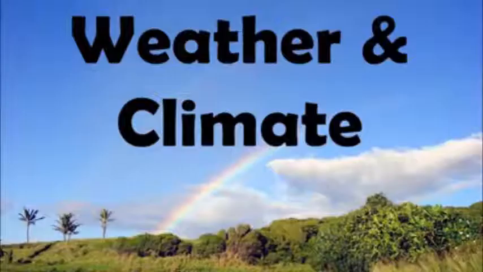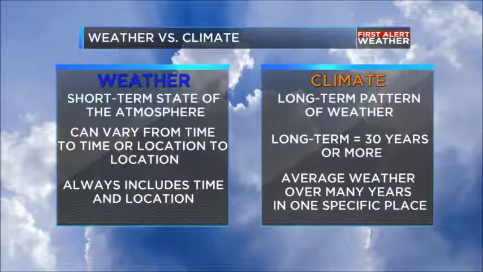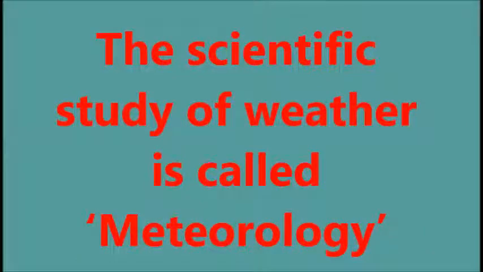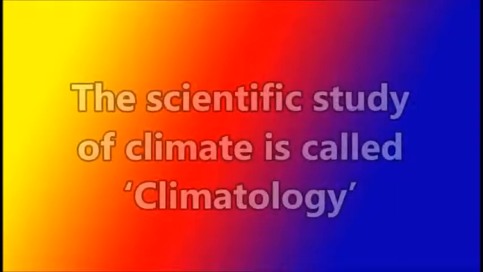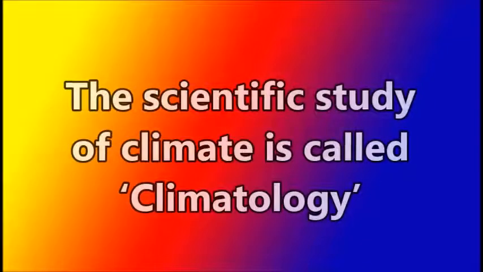Weather and climate. Atmospheric condition of a place at a given time is called weather. In contrast, the average weather condition of an area over a long period of time is called climate. The scientific study of the weather is called meteorology. The scientific study of the climate is called climatology.